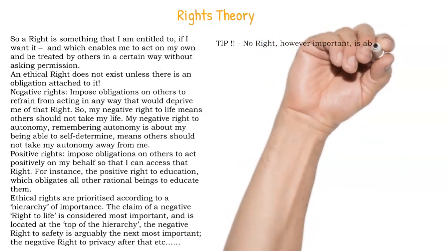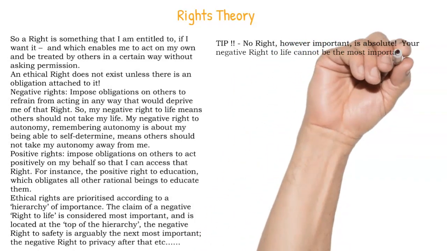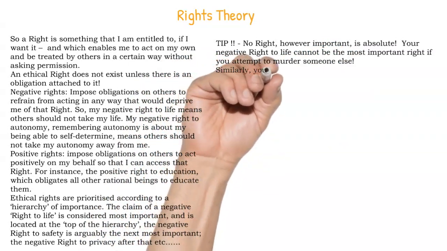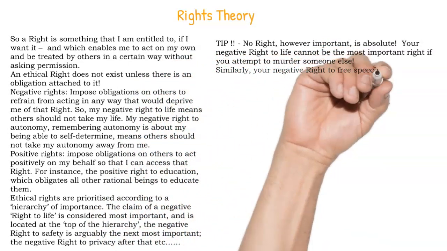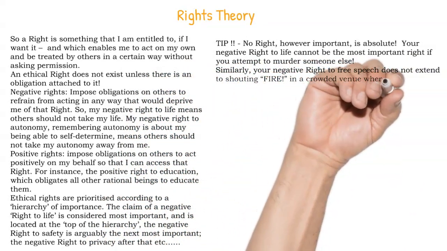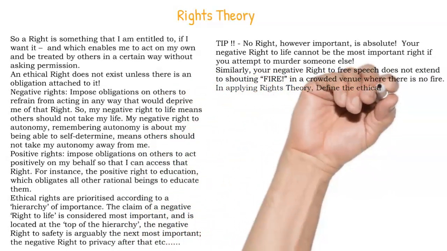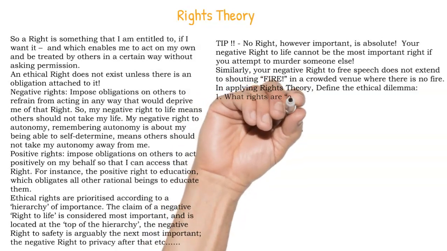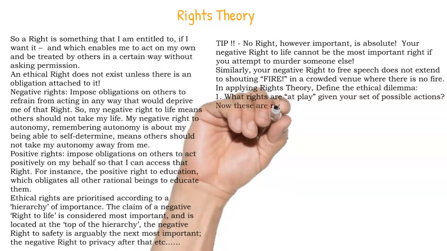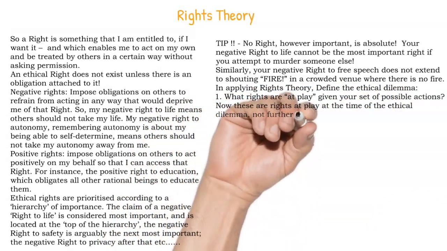A tip here: no right, however important, is absolute. Your negative right to life cannot be the most important right if you're attempting to murder someone else. Hence, in our law system, the self-defense argument if you happen to kill somebody when defending yourself. Similarly, your negative right to free speech does not extend to shouting fire in a crowded venue where there is no fire.